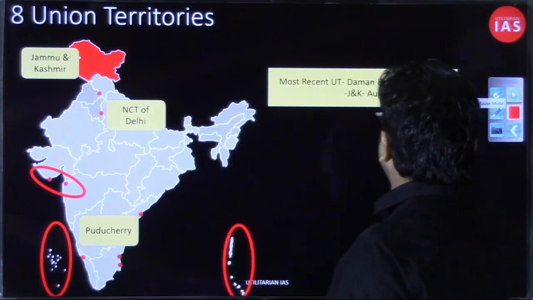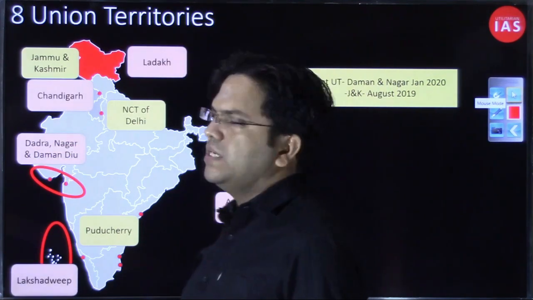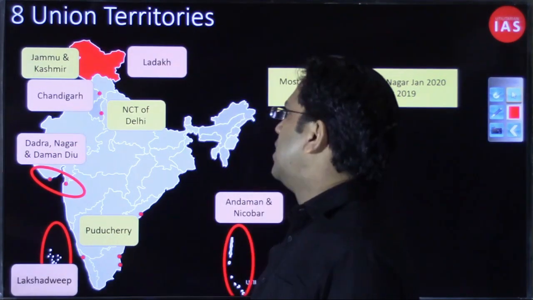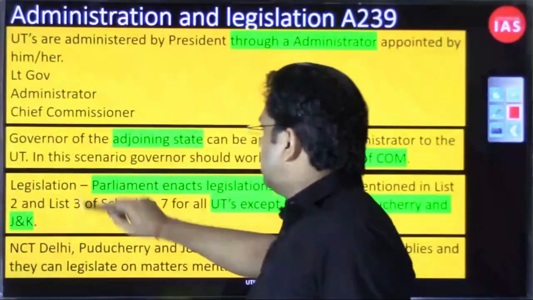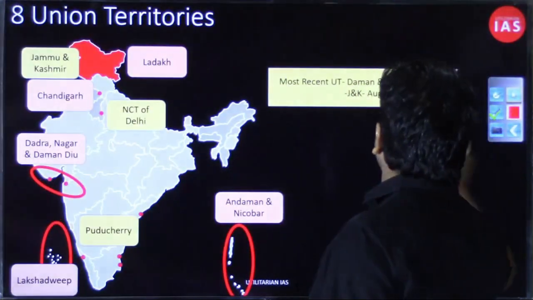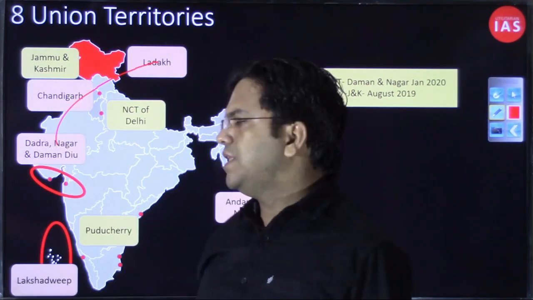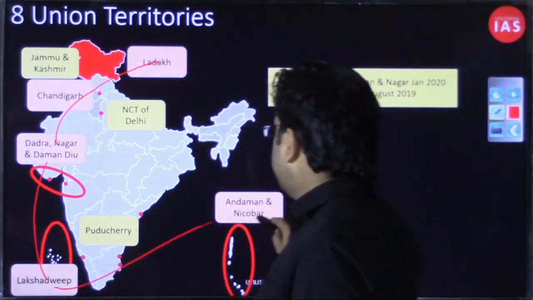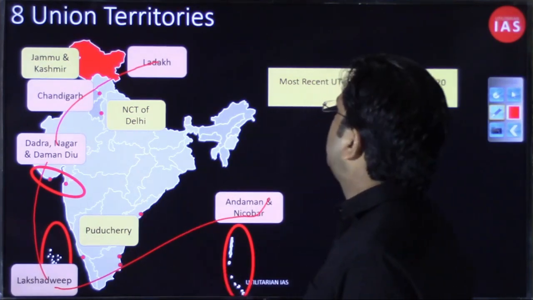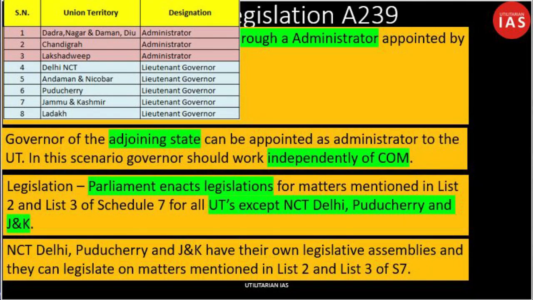Thereafter you have another classification that does not have an assembly, and in that list you have these 5 union territories: Ladakh, Chandigarh, Dadra and Nagar Haveli and Daman and Diu, Lakshadweep and Andaman and Nicobar. So right now we have these 8 union territories. I hope by now you have an understanding of the historical genesis of union territories, how they have evolved after independence, and what the current number is. You have 8 union territories.